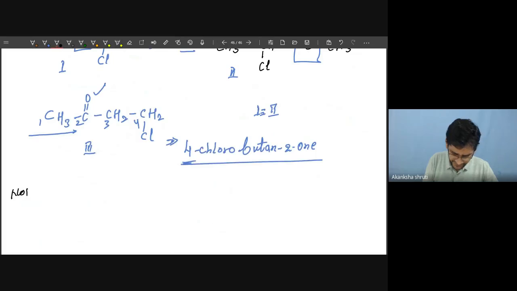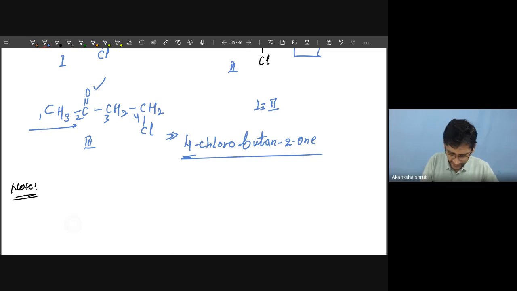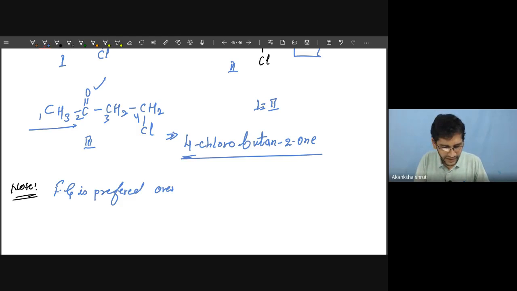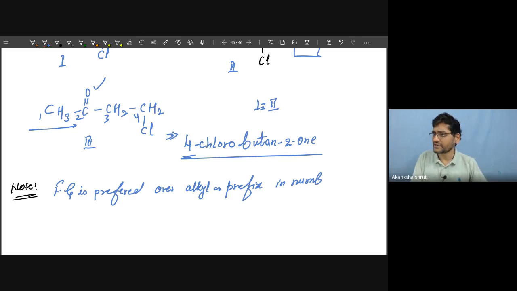Note, write down: functional group is preferred over alkyl or prefix in numbering. Like halogen is also used as a prefix in numbering. It is the second thing.